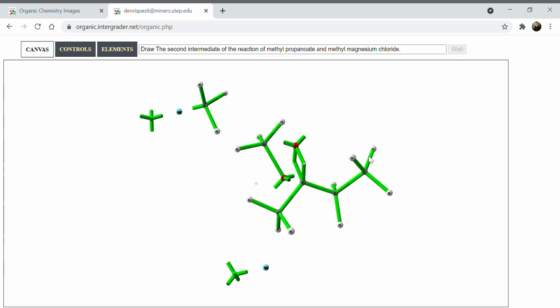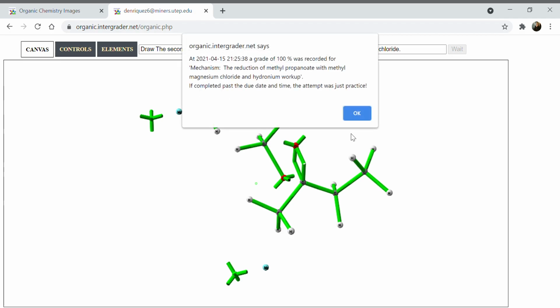I believe that was the last question for this mechanism lesson. So, not too bad. I hope this helps, and good luck.